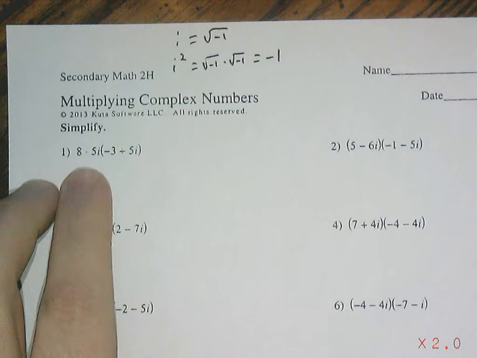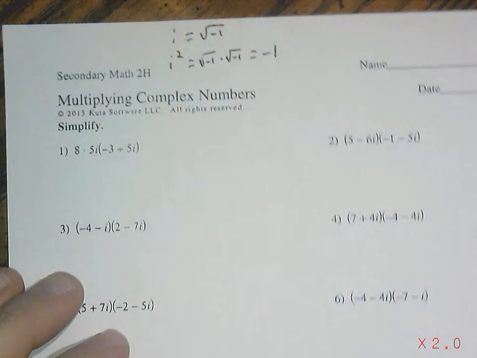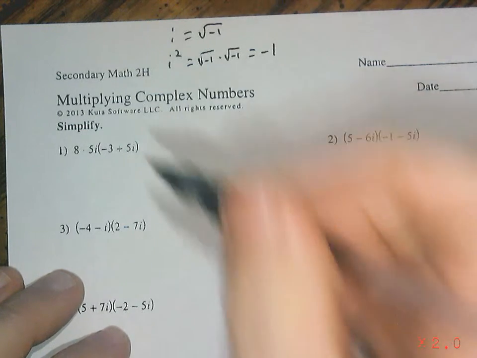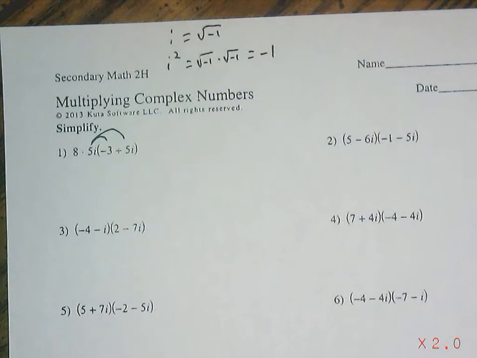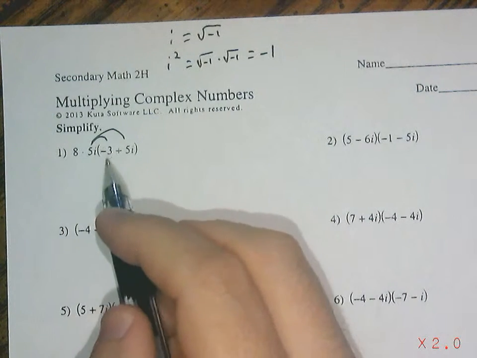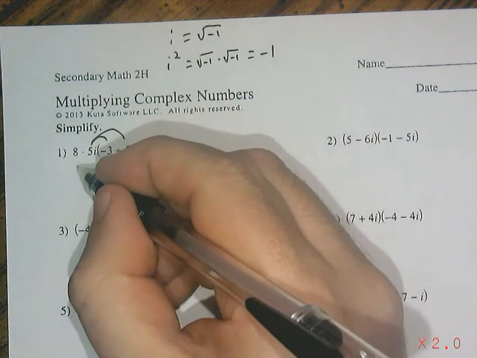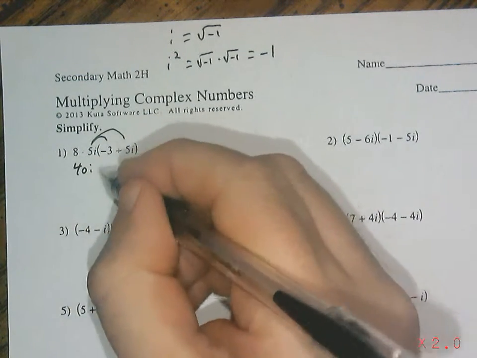So let's look at an example. This first one is just a distributive one. There's no binomial there. So I would distribute the 5i to everything in here, and then multiply whatever I get there by 8. They're technically both multiplying. So let's just multiply the 8 first. So 40i distributing to everything in there.